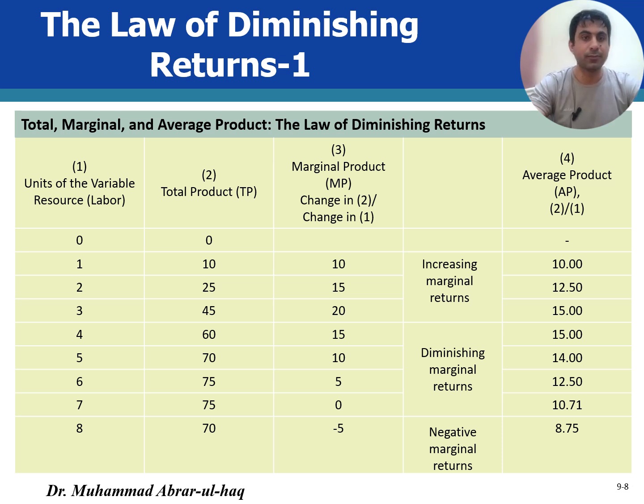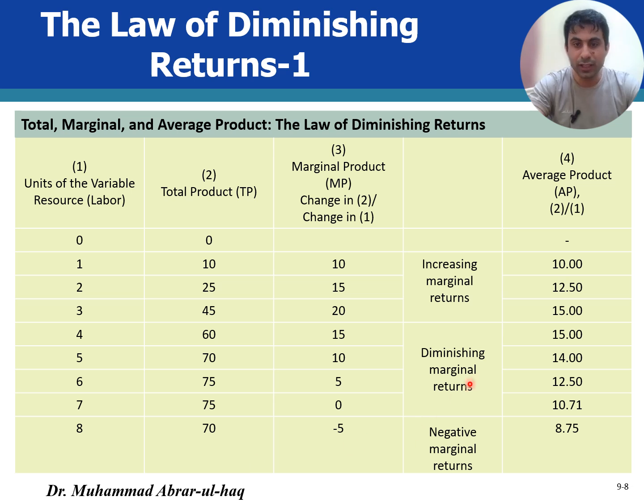Look at this table. You can see that the first total product is rising at an increasing rate. So the marginal productivity is positive here. This is called the increasing marginal returns. When the total productivity continues to increase, but by a smaller and smaller amount, this is called diminishing marginal returns.